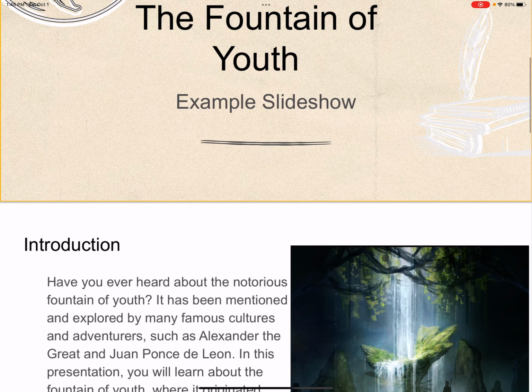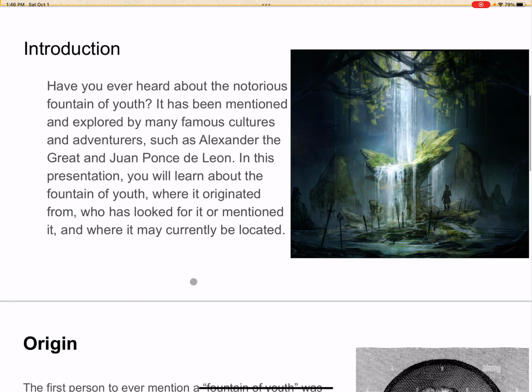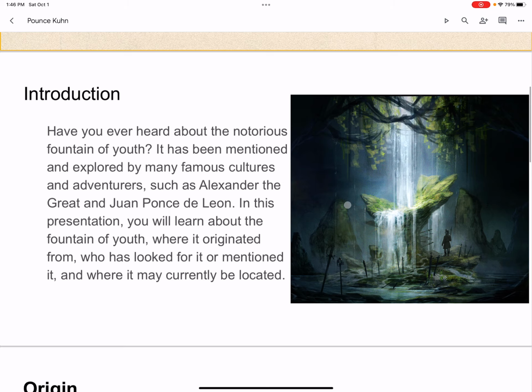Then our second slide could be an introduction slide like this. You might want to ask a question to kind of hook your readers. You might want to talk about Ponce de Leon and some of the cultures right in the introduction here. And be sure you add graphics. Graphics will help also keep your readers' attention.